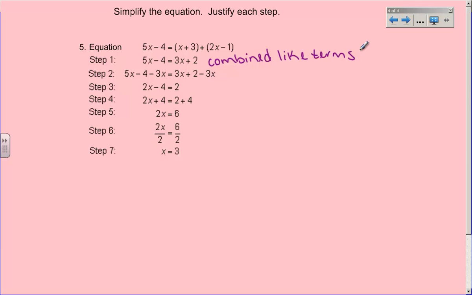Now from step 1 to step 2, you now have 5x minus 4 minus 3x, and then 3x plus 2 minus 3x, and so it looks like I have a minus 3x on both sides of the equal sign. So that would be the subtraction property of equality. And I'm going to start abbreviating. Property of equality, PO.